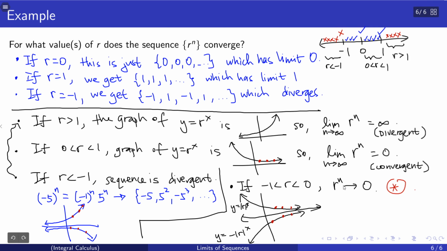Right, so let me just summarize here. Therefore, the sequence converges for r from -1 to 1, 1 inclusive.